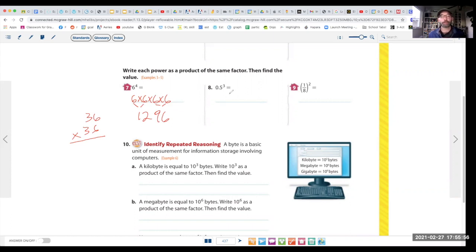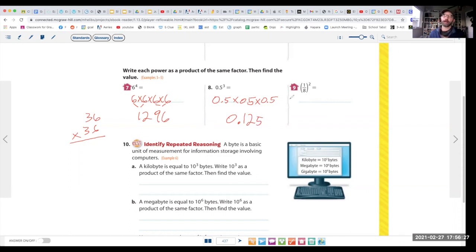Okay, let's try number 8 the same way. If you need a calculator, go ahead, but see if you can do it without. Ready, go. So the first thing you should have is 0.5 times 0.5 times 0.5. And I know that 5 times 5 is 25, and 25 times 5, I know that is 125, so my answer should be 0.125. And if you use the calculator, that's okay.